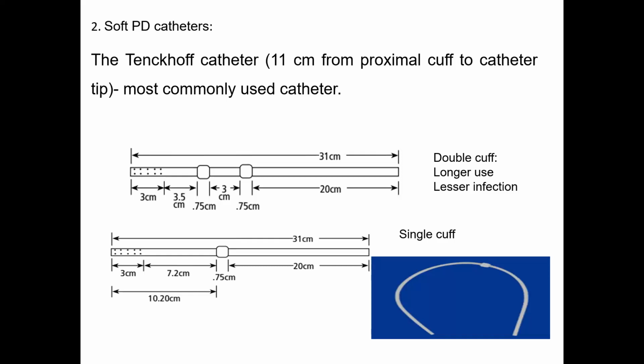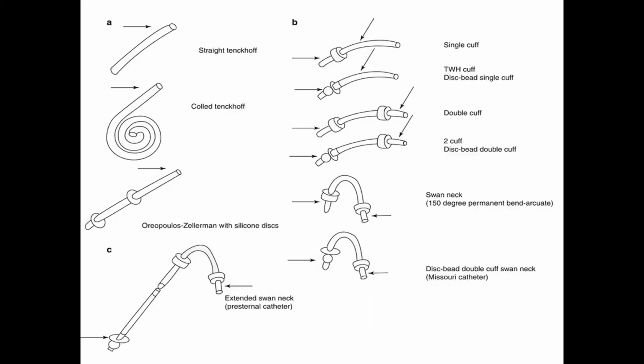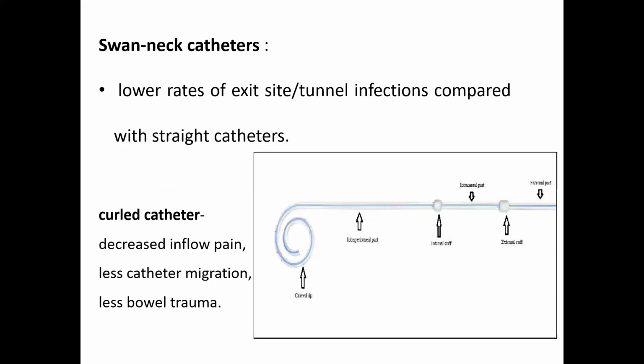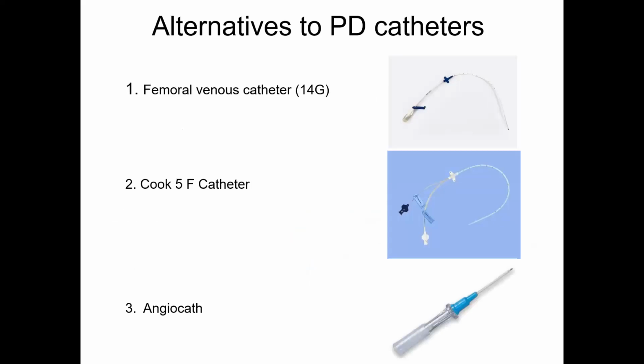The first is a double cuff Tenckhoff catheter, and this image shows a single cuff Tenckhoff catheter. These are the various modifications of the Tenckhoff catheter. A is the straight Tenckhoff catheter, B shows various types of single cuff, double cuff, and two cuff disc bead catheters. Third is the extended swan neck catheter. Swan neck catheters have lower rates of exit site or tunnel infections compared with straight catheters. Also, curled catheters are available, which have the advantage of decreased inflow pain, less catheter migration, as well as less bowel trauma.